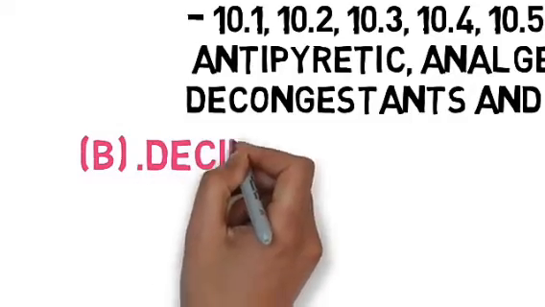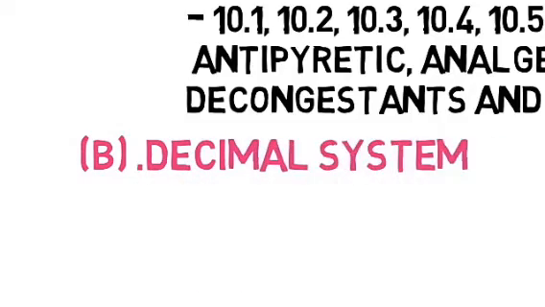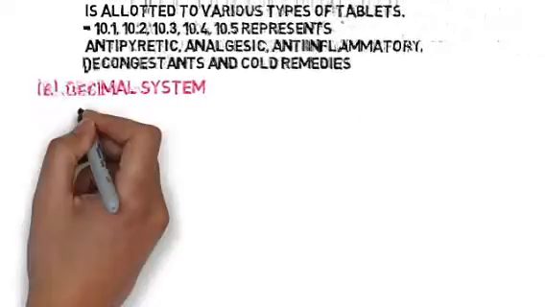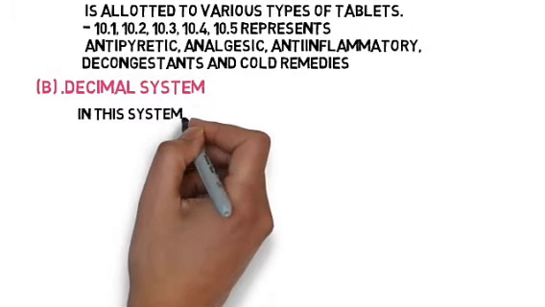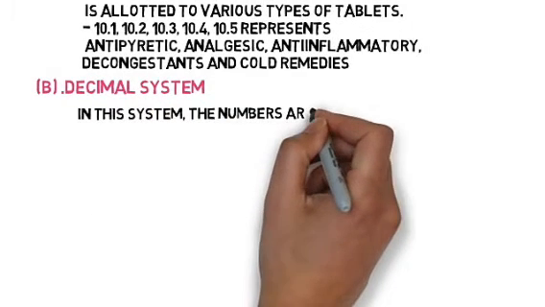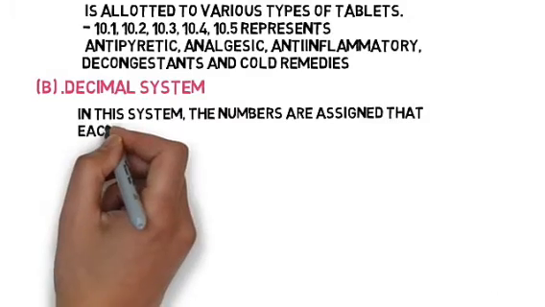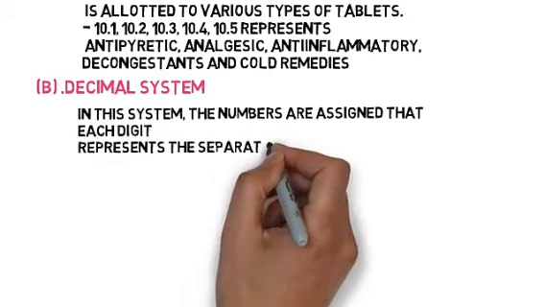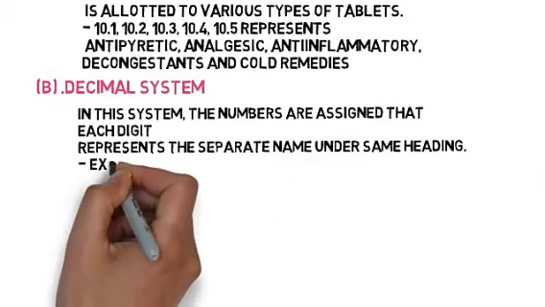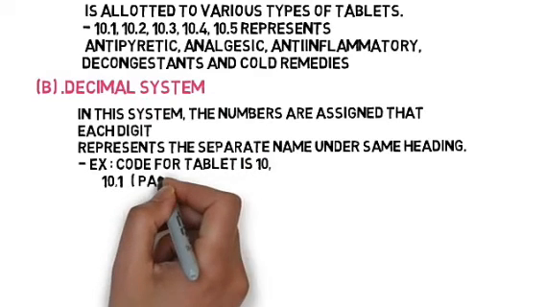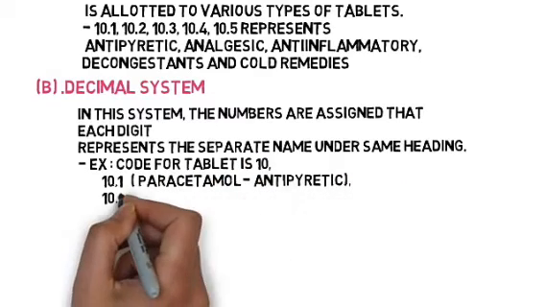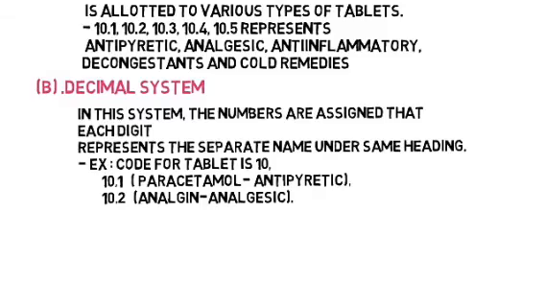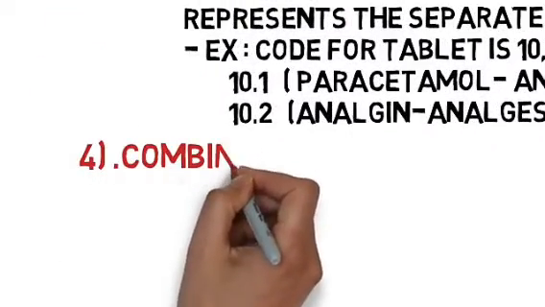Let us see the second method. B is the decimal system. In this system, the numbers are assigned so that each digit represents a separate name under the same heading. Example, code for tablet is 10. 10.1 represents paracetamol in antibiotic. 10.2 represents analgesic in analgesic.